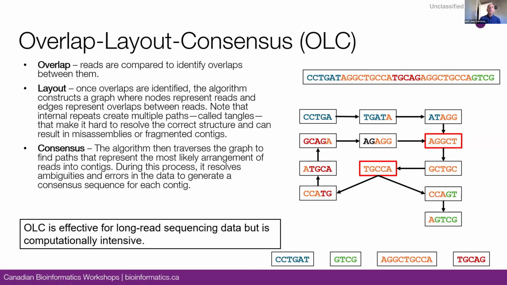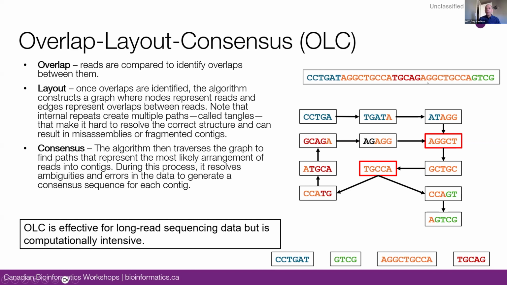All right, so we mentioned there's a couple different ways to generate these connectivity graphs that we're going to have to traverse. The two main ones are the overlap layout consensus and the de Bruijn graph. We cover overlap layout consensus first, as it was the first approach that was developed. And it's pretty intuitive. The idea is that you compare all the reads against all the other reads and you identify the overlaps between them. And then you can use that to construct a graph.